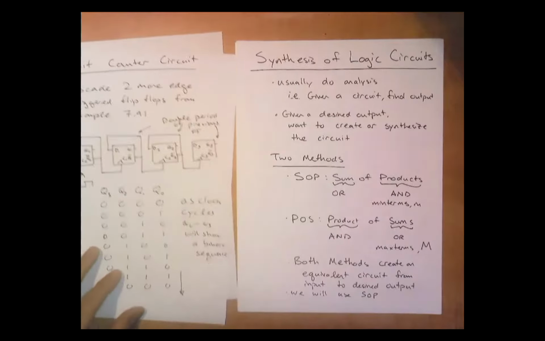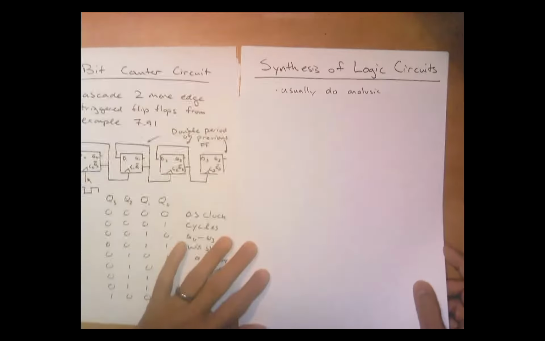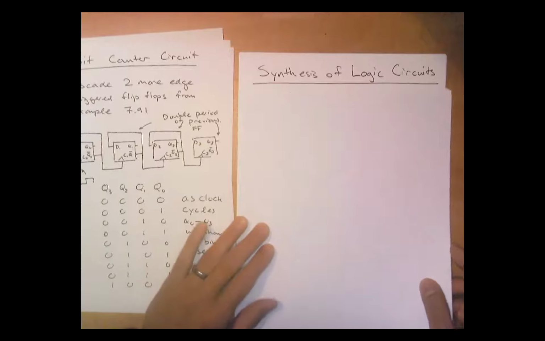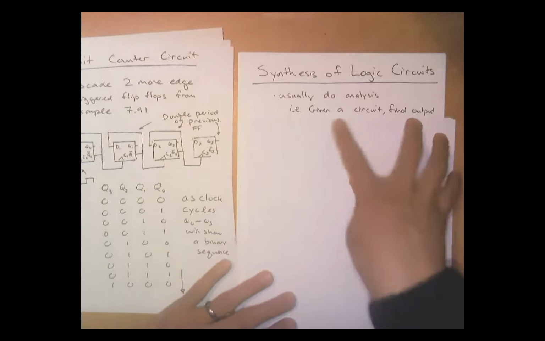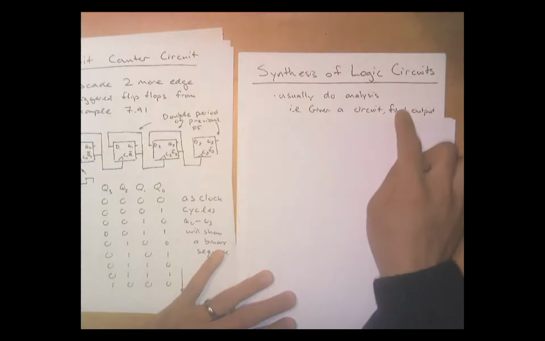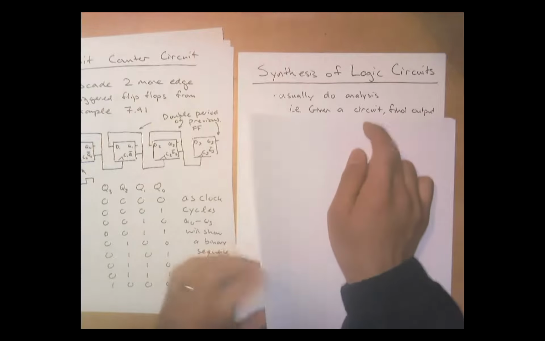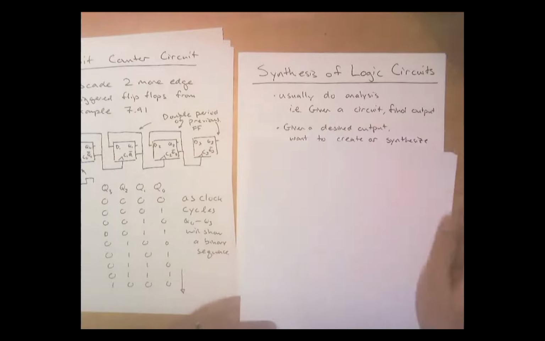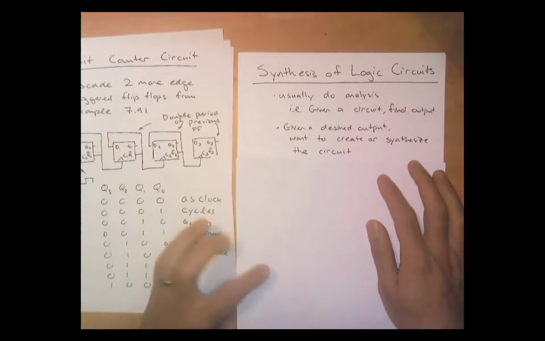Okay, so like I said in the outline, when we look at synthesis of logic circuits, that's the opposite of analysis. In analysis, what we usually have is given a circuit, we're going to find the output. Well, in synthesis, it's going to say given an output, find the circuit, right? That's kind of the idea of synthesis, right? So given a desired output, we want to create or synthesize the circuit. Okay, so that's what we're going to do.